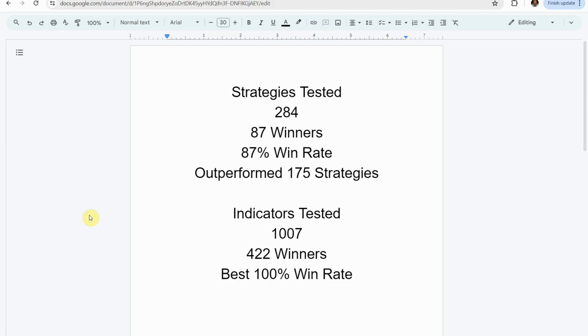And alright, as I said, today we will be testing a crypto smart money concepts indicator. Before we do though, I wanted to put the testing scoreboard up for everyone to see. So to date, we have tested a total of 284 different strategies, with 87 of them being winners. The best one so far was able to achieve an 87% win rate. That was achieved using the Academy of Forex indicator. And so far, since we've been keeping track, it has outperformed 175 of the other strategies that we have put it up against, every single one so far. We've also tested a total of 1,007 indicators, with 422 of them being winners.